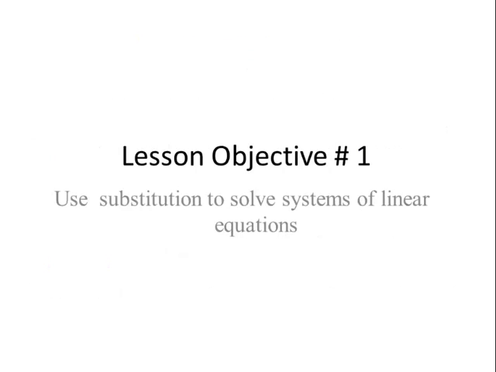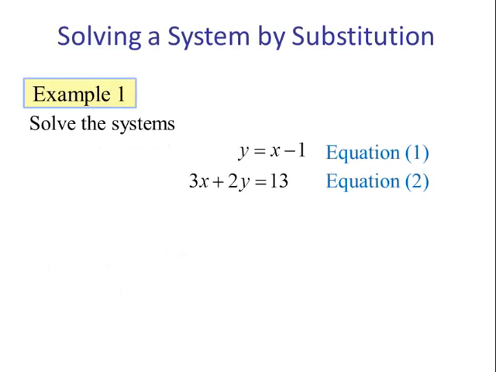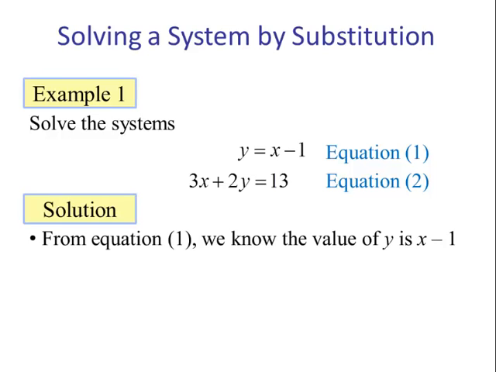Example 1. Solve the system y equals x minus 1 and 3x plus 2y equals 13. Solution. From equation 1, we know that y is equal to the expression x minus 1. So what we could do is take the second equation, and everywhere we see a y, we replace it with the expression x minus 1.